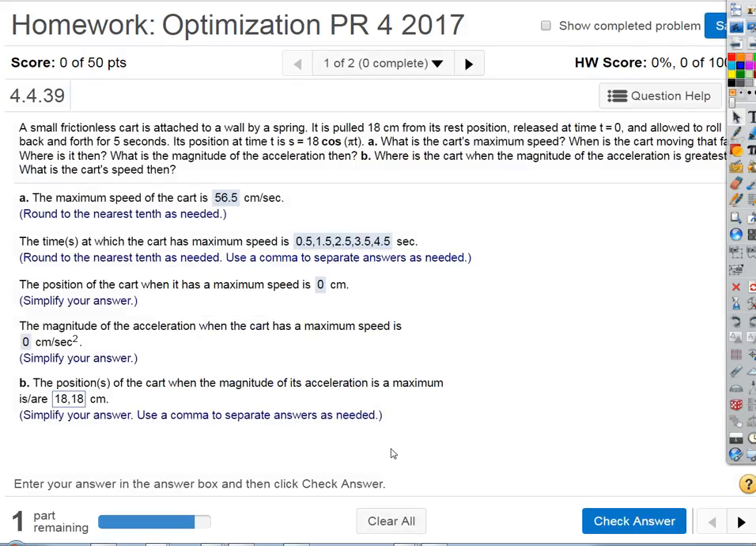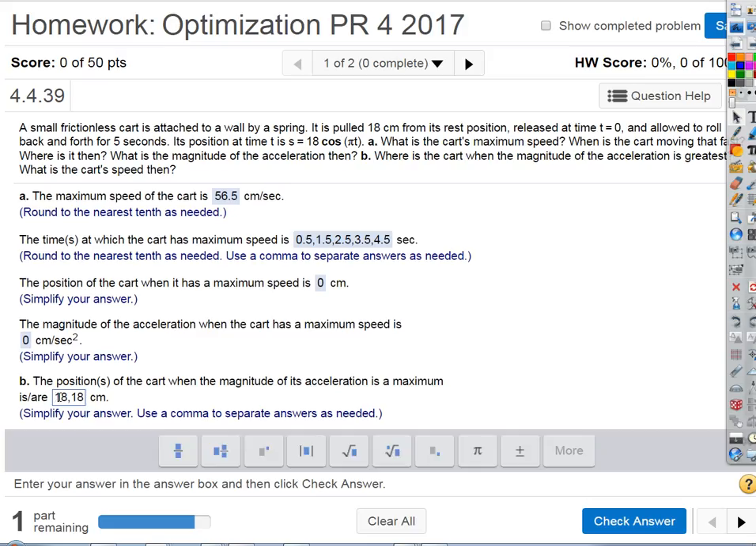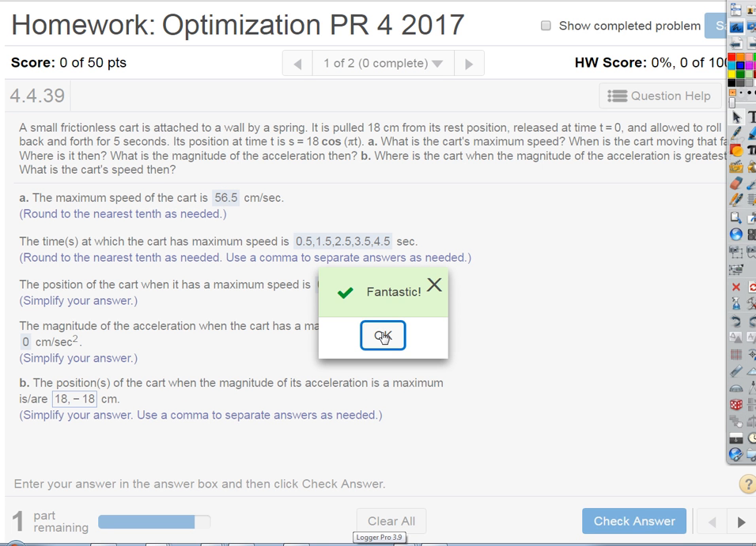You didn't put a negative in there. Oh, I didn't put a negative. Whoops. 18 and 18, huzzah! There we go. Okay, good. That'd be great.